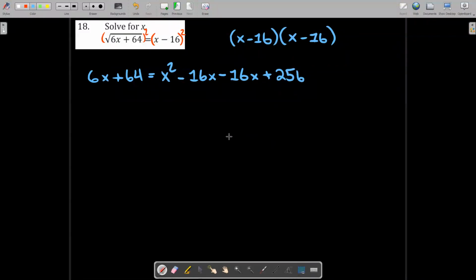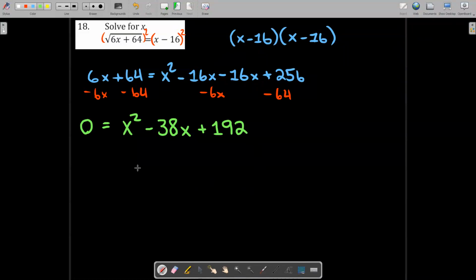Okay, and now I'm going to subtract 6x and subtract 64 from both sides because I want to set this equal to 0, because it is a quadratic equation. So I'm going to have 0 on this side equals x squared. Negative 16 and negative 16 is negative 32, and negative 32 minus 6 is negative 38x. And then 256 minus 64 is 192.